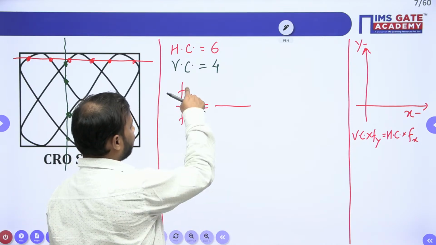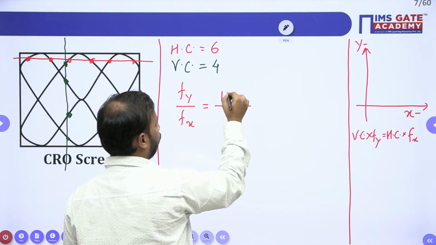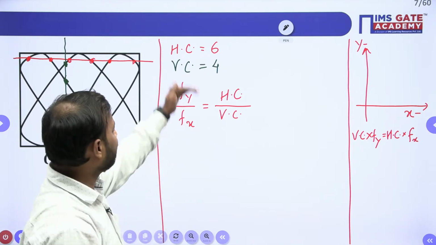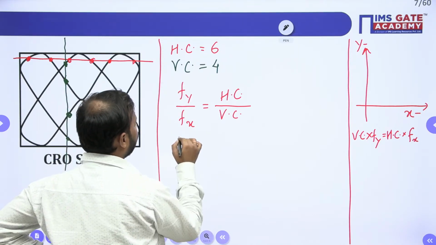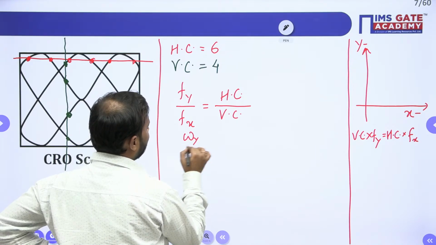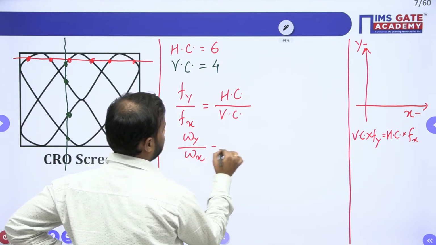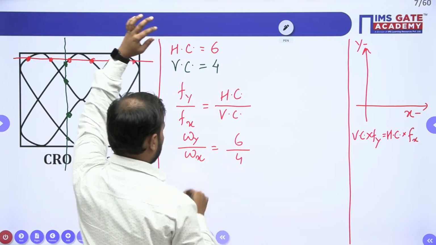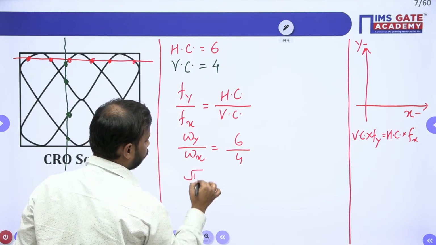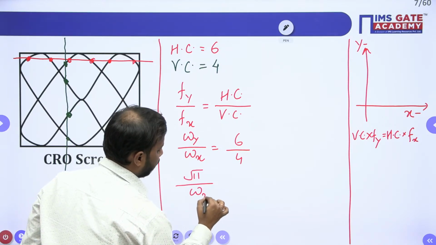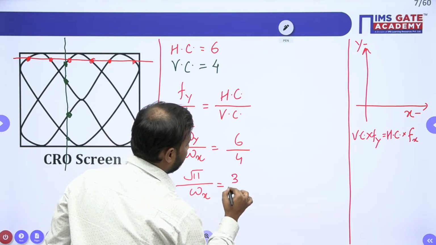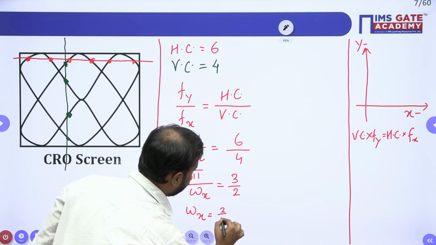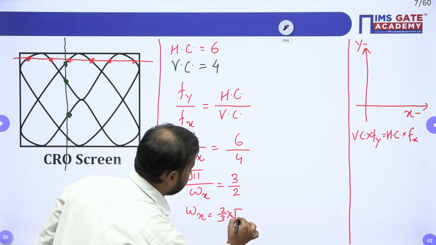So basically Fy by Fx is here, then definitely horizontal cut has to come here and vertical cut has to come here. Now multiply with 2 pi in both numerator and denominator. This will become omega y, and here it will become omega x. So horizontal cuts we have 6, vertical cuts we have 4, and omega y we have got as root over 11 divided by omega x. This is equal to 3 by 2, isn't it? So your omega x is equal to 2 by 3 into root over 11.